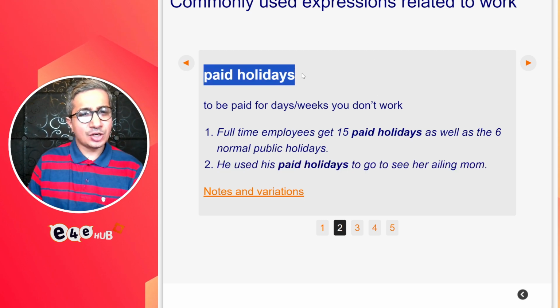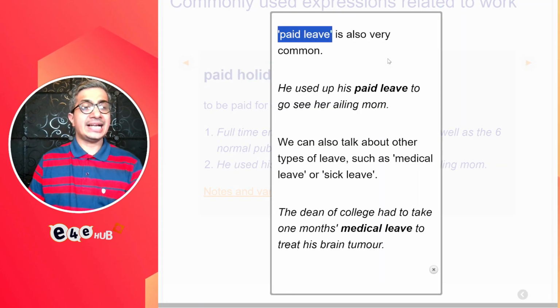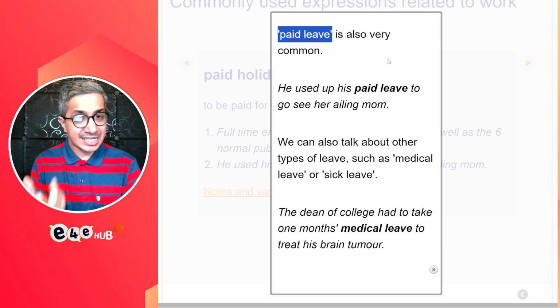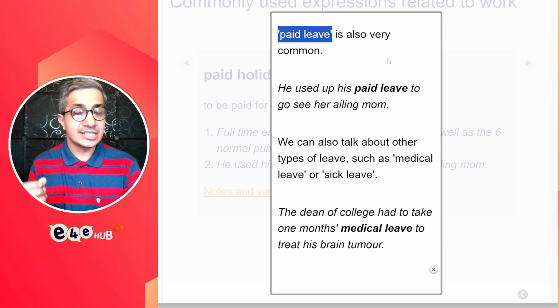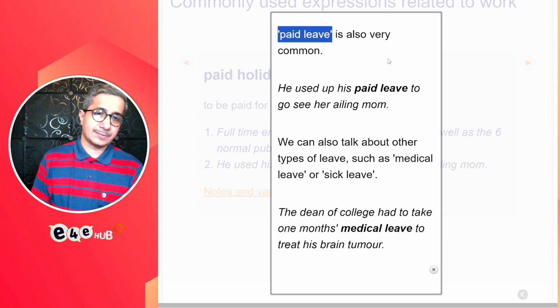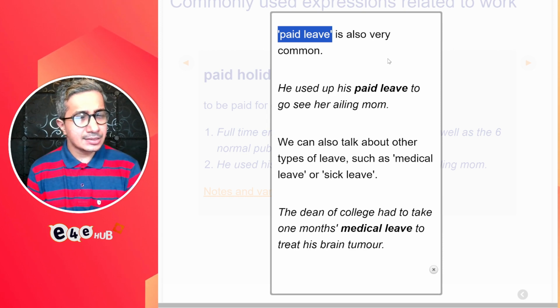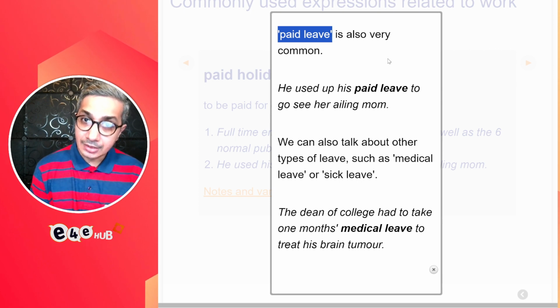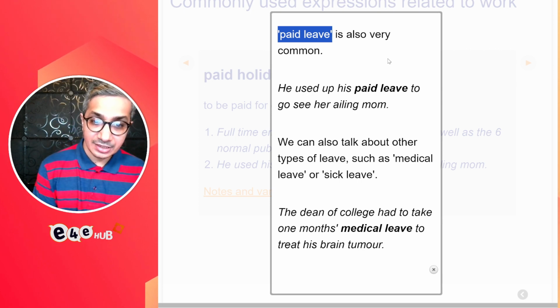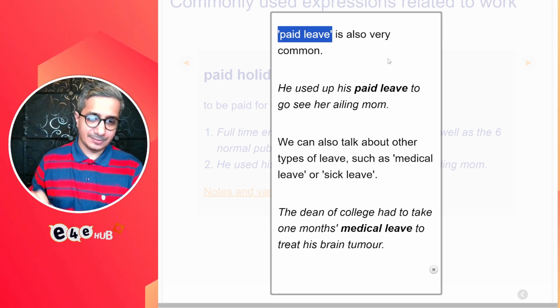Now, instead of paid holidays, we also use paid leave a lot. Paid leave also means leaves that you take from work for which you are paid by the company. It's a part of the terms and conditions. He used up his paid leave to go see her mom. Now, do we only have paid leaves in an organization? No. We have medical leave, maternity leave, sick leave. So just by learning one phrase, you'll remember a lot of others as well.